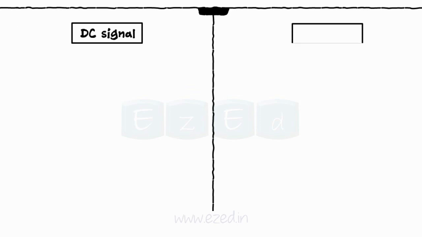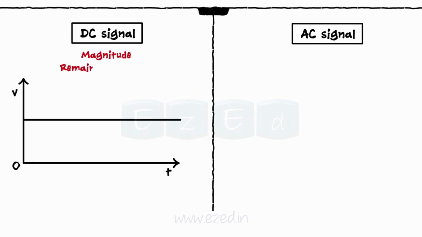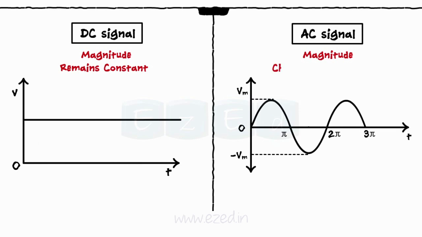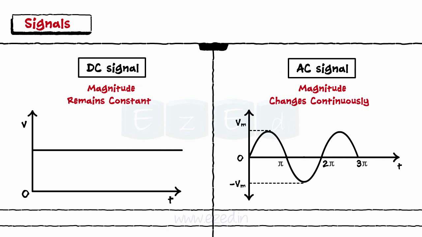There are two types of signals, DC signal and AC signal. The magnitude of the DC signal always remains constant, irrespective of time. But the magnitude of the AC signal keeps on changing continuously with respect to time. Hence, these signals are abbreviated as direct current for DC and alternating current for AC. Let's focus on the AC signal only.